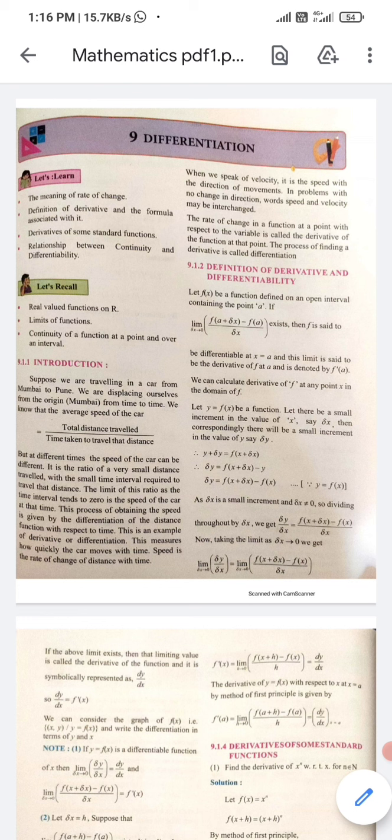Find the derivative of sine x with respect to x. f of x is equal to sine x, f of x plus h is equal to sine of x plus h. By the first principle method, f dash x is the limit h tends to 0 of f of x plus h minus f of x divided by h. Substituting f of x plus h, that is sine of x plus h minus sine x upon h.